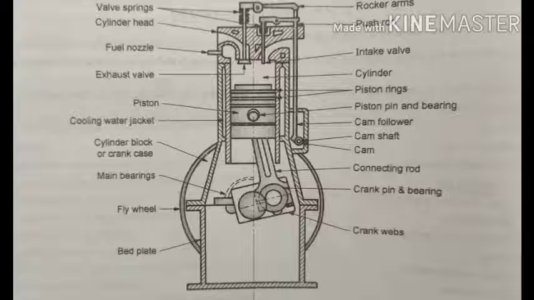The cylinder is formed by a liner or sleeve. The inner diameter of the cylinder is termed the bore and is used for the movement of the piston with rings. Next one is the cylinder head. It closes one end of the cylinder and usually contains the valves which admit the air and fuel and discharge the exhaust gases.